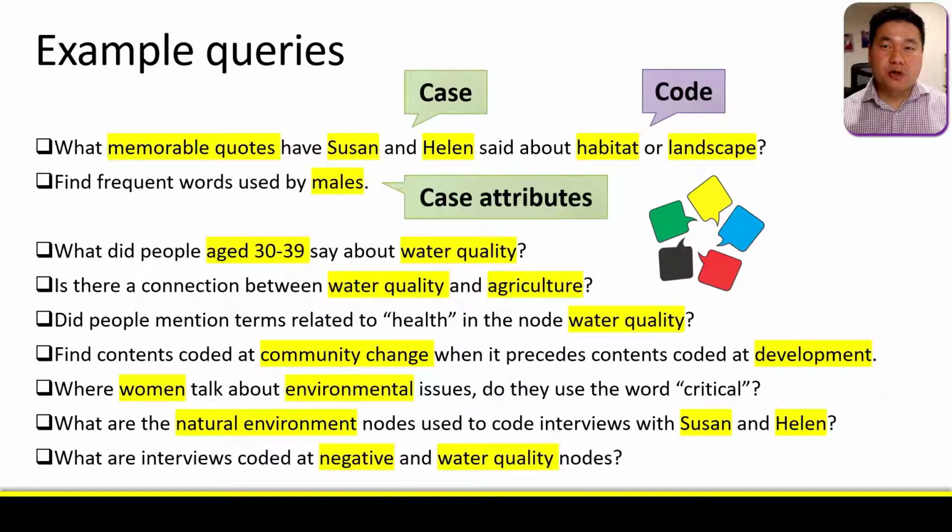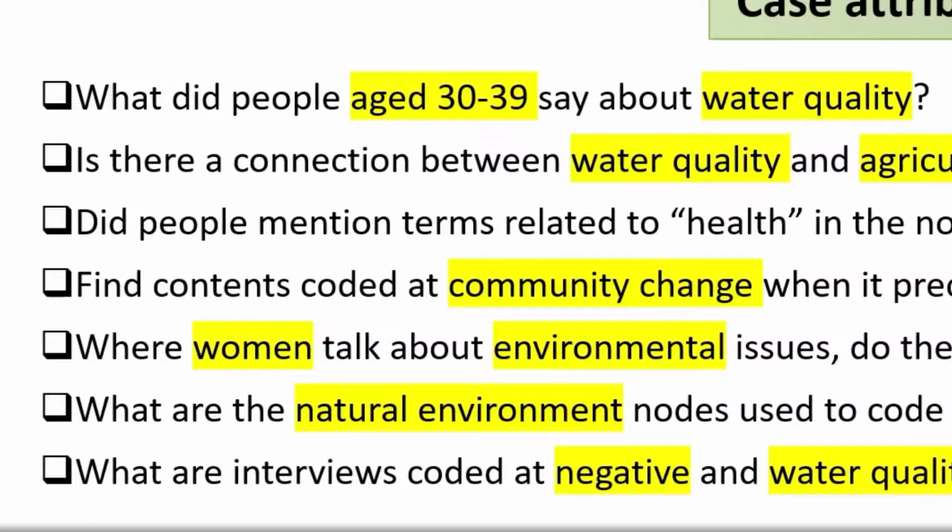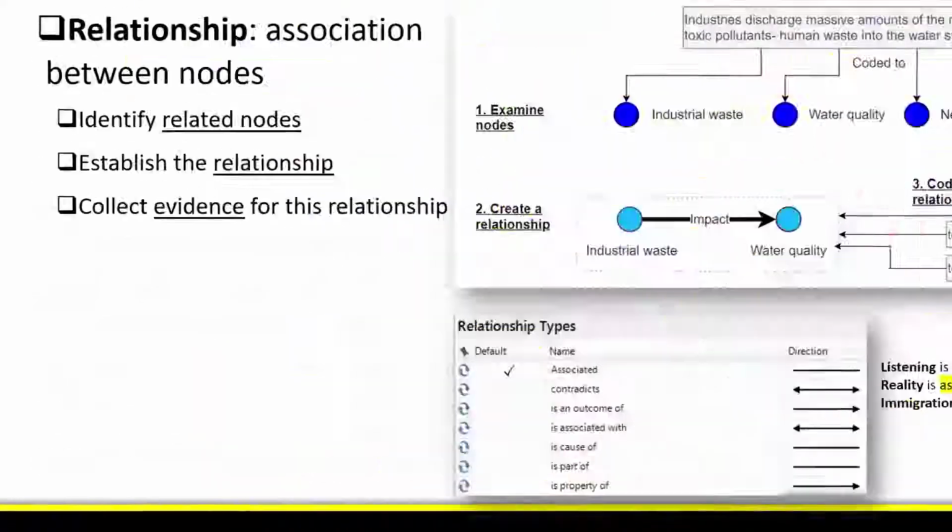Here are some example queries you may want to ask of the data. I highlighted the codes and case attributes in the text to help you better understand what is involved in each query. For example, the first query concerns the case attribute age group from 30 to 39 and the code water quality. You can use crosstab to construct this query as mentioned before.